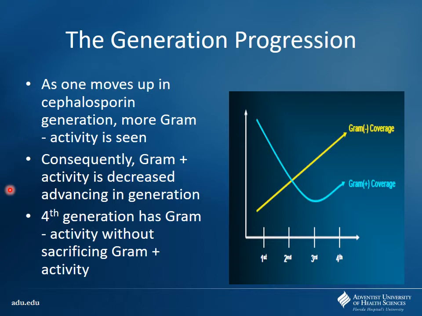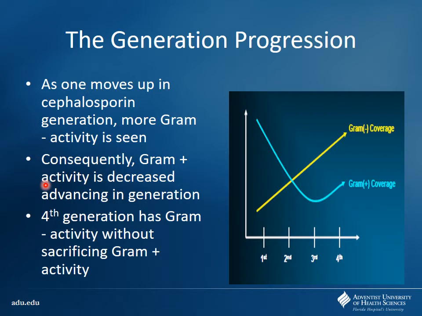So in general, what you're going to see is that as you move up in the cephalosporin generation, you're going to find that you get more and more gram-negative activity, and you can kind of see that here on this slide. You see increasing gram-negative activity. On the other hand, though, when you have the generation increase, you typically find that you're going to have decreasing gram-positive coverage, and there's going to be a caveat to that when we get up.